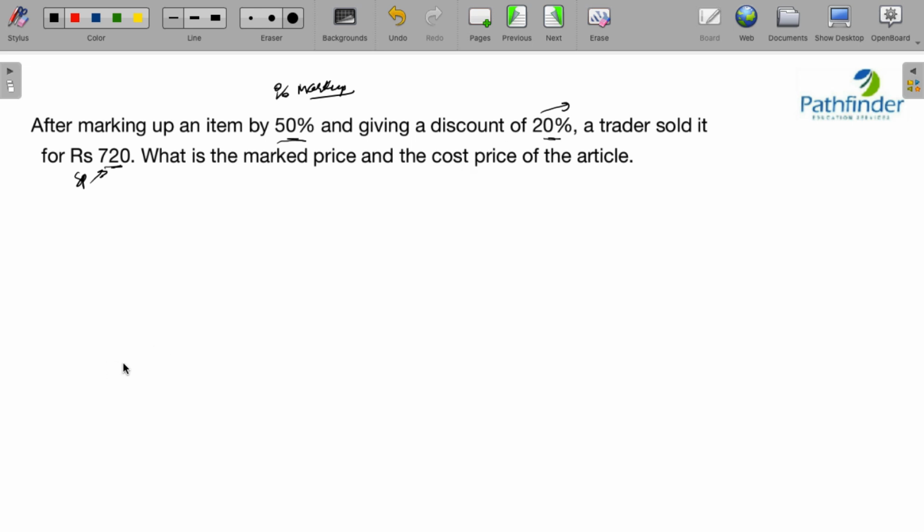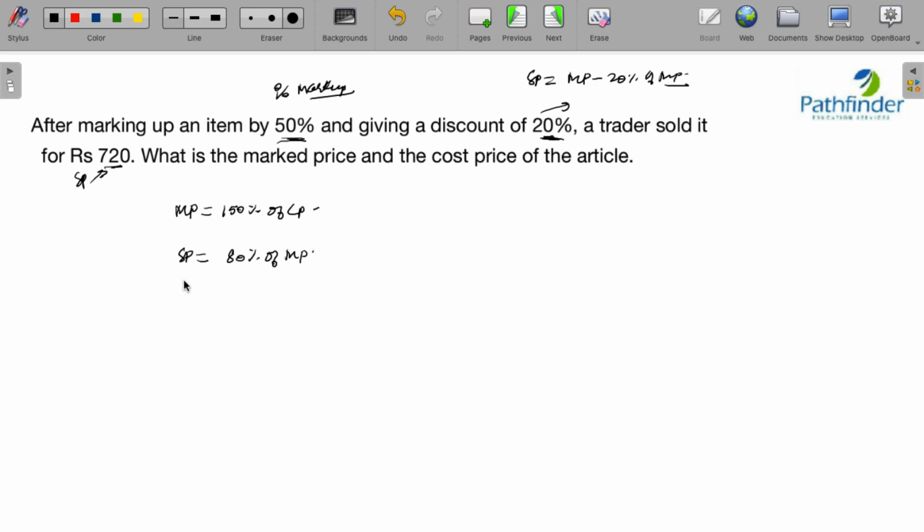So is it difficult? No, it's not difficult if you are able to write down the relations quickly. So you have a markup percentage as 50%, so you know that marked price will be 150% of cost price, and there is a discount of 20%, so you also know that selling price must be 80% of marked price. Why 80%? Because you give a discount on marked price, so selling price must be marked price minus 20% of marked price, which becomes 80% of marked price.